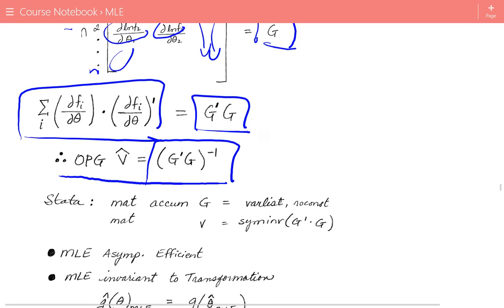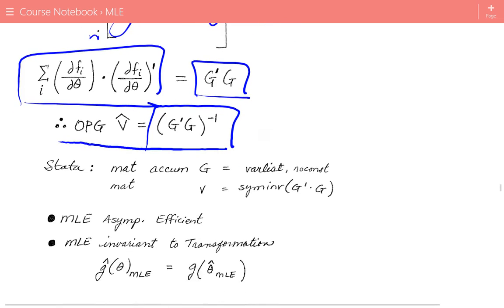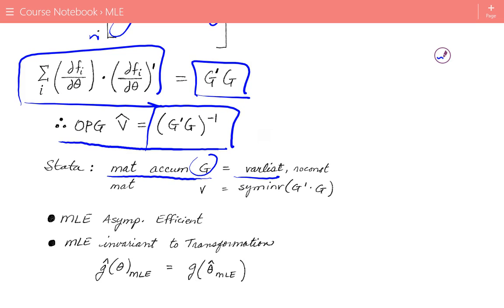In Stata, how would you do that? Well, once you've created these variables, you could type mat accum G. It's going to label, you could put Fred here. This is just an arbitrary label for the matrix. Type in that variable list, go comma noconstant because you don't want Stata to automatically add a vector of ones. And then say mat V equals syminv(G' * G), and that will give you the outer product variance estimator.